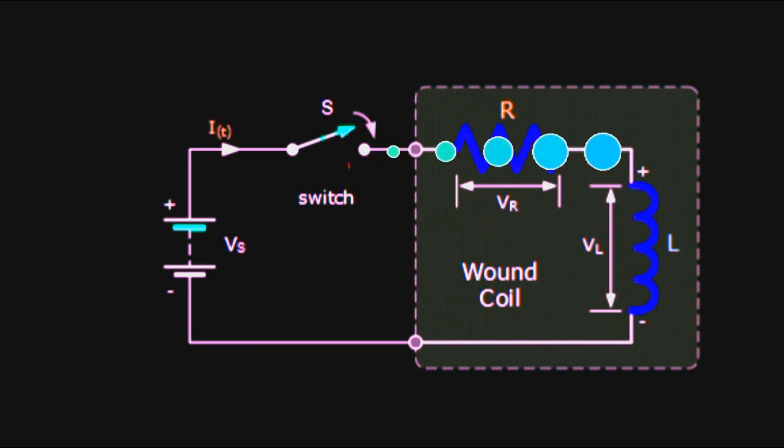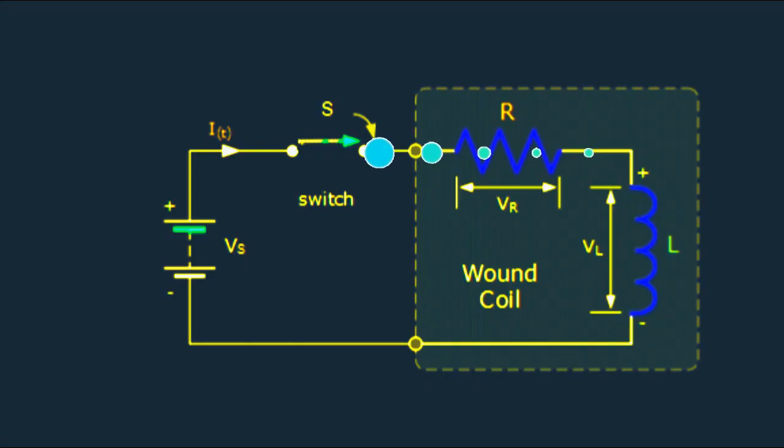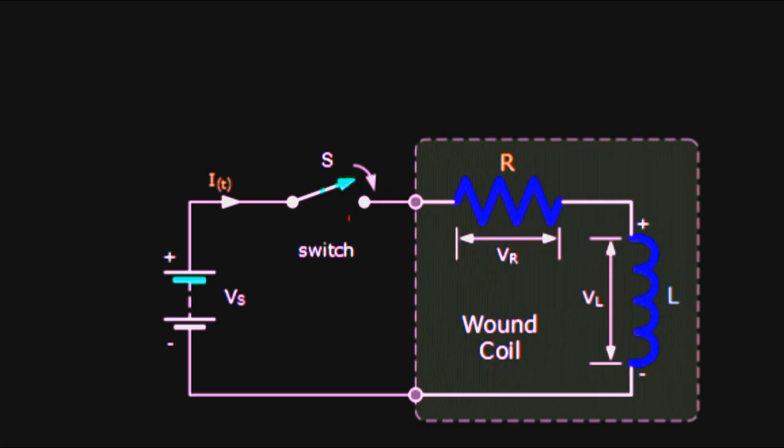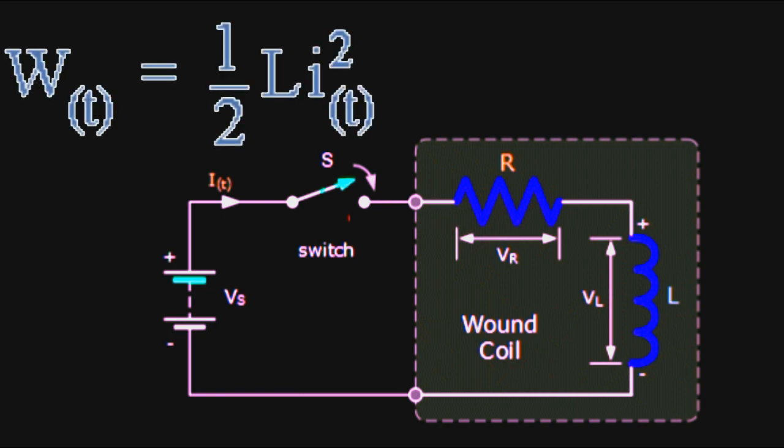Likewise, if the current through the inductor is decreasing and dI/dt is less than 0, then the instantaneous power must also be less than 0, negative, which means that the inductor is returning energy back into the circuit. Then by integrating the equation for power above, we get the total magnetic energy, which is always positive, being stored in the inductor.